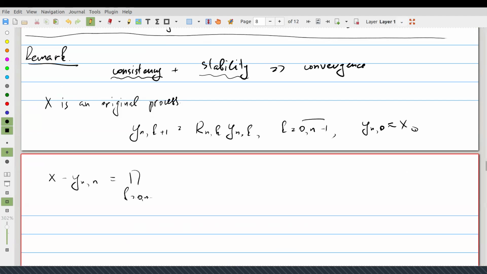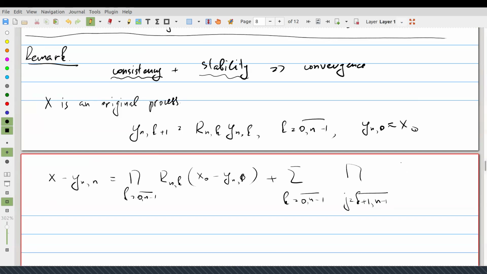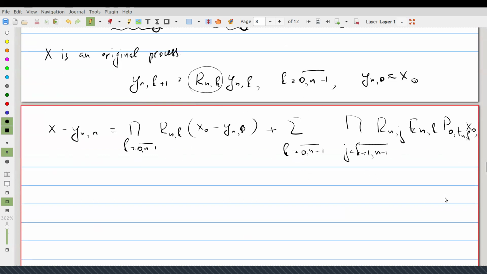So, the sum over j from k plus 1 to N minus 1 of R_{N,j}. This is our approximation scheme. E_{N,k} P_{0,T_{N,k}} of X_0, where P_{0,T_{N,k}} acting on X_0 is just the value of our process at T_{N,k}. This is the operator that solves the original problem, that produces the value of x. So you can just write here t and k.